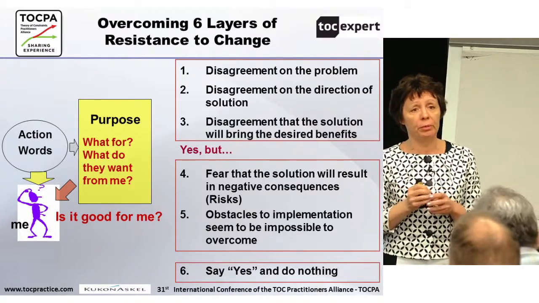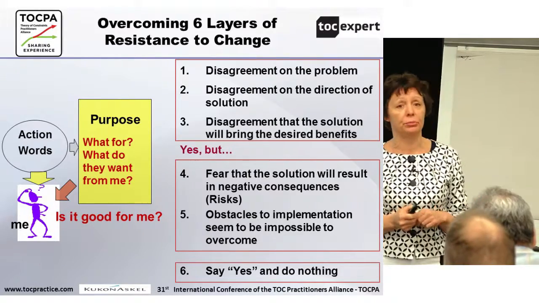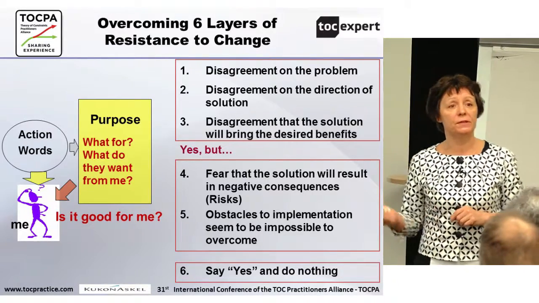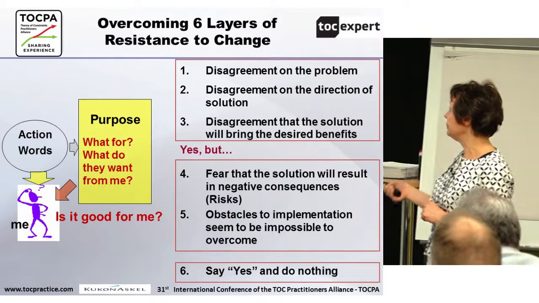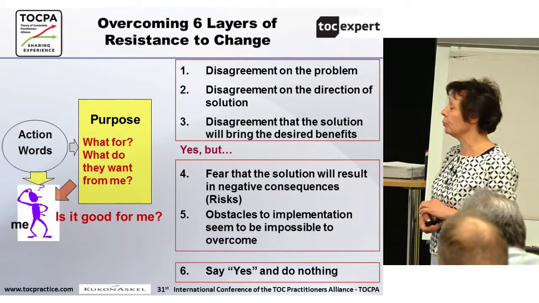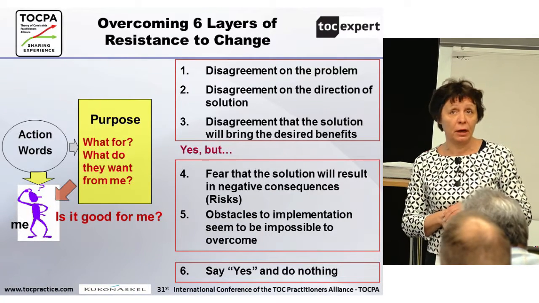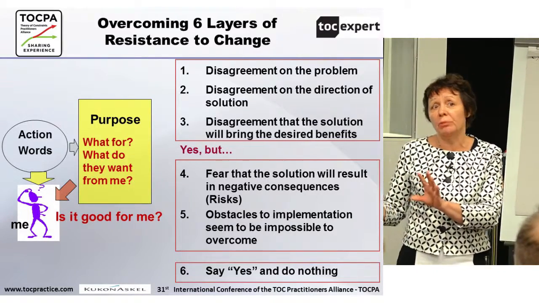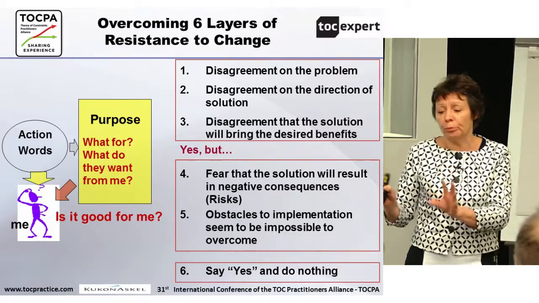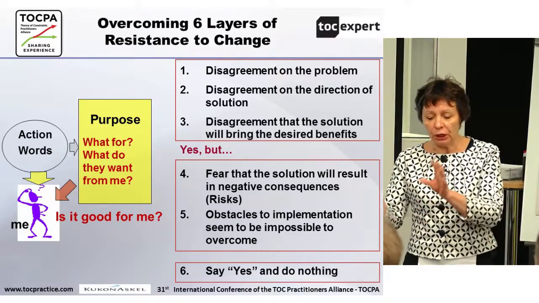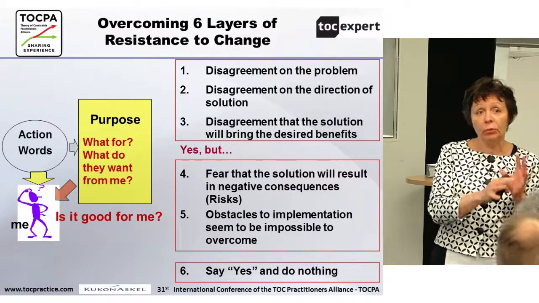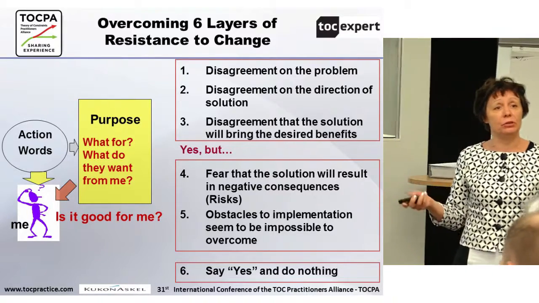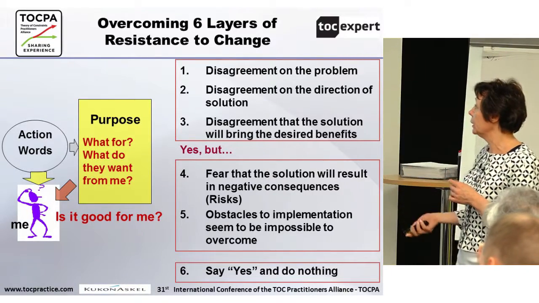They may agree on the problem, but they say, you offer that and I offer this approach, and my approach is better. This is disagreement on the direction of the solution. Then there is disagreement that the solution will bring the desired benefits. It's like, okay, I agree there's a problem, I agree this direction might work, but is it worth putting my effort into sorting it out your way? Will it really give the benefits that you promised?